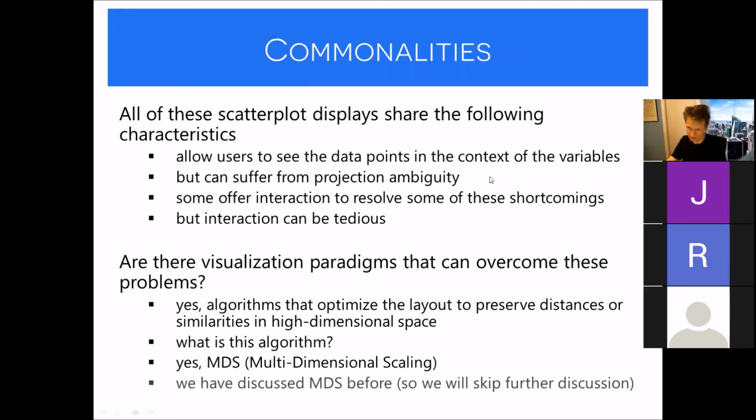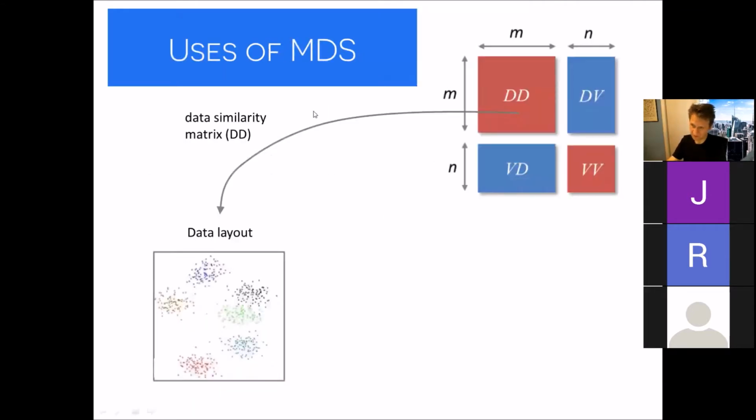I want to show you a display that does both. This is the data-to-data similarity matrix, the one that you use in MDS to optimize the distances. It is basically a distance matrix of the data points, M by M. You have M data points, so you get an M by M matrix to express the similarities of the data points. And then you get such a layout here, which is the traditional MDS layout.